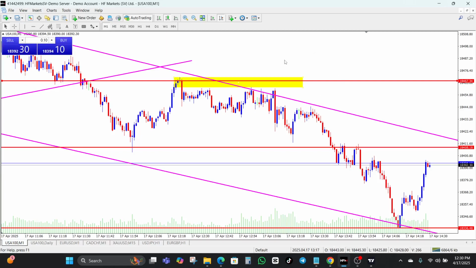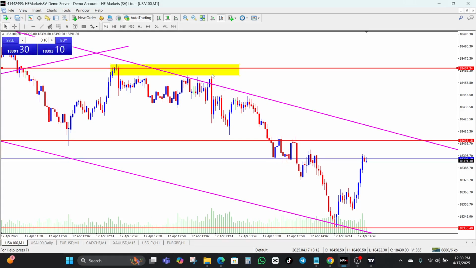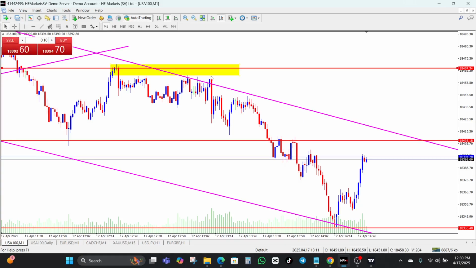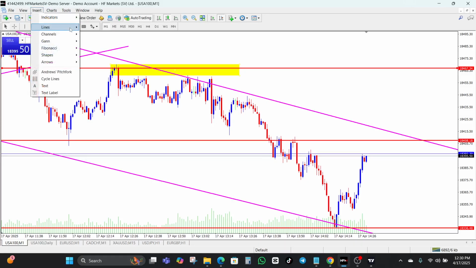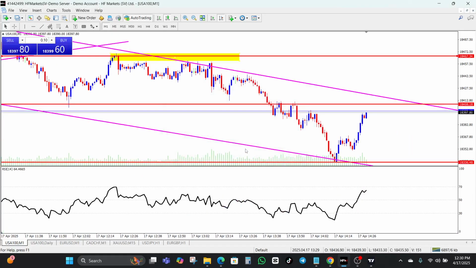Now, once price hits a zone, you wait for confirmation. You can use a few quick tools here. Perhaps a rejection candle with a long wick, or it could be RSI divergence. That is when price makes a new low, but the RSI doesn't, or when price makes a new high, but the RSI doesn't.